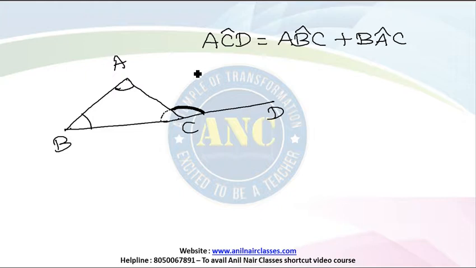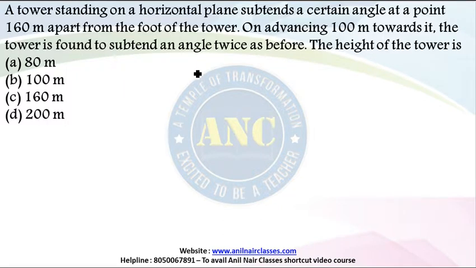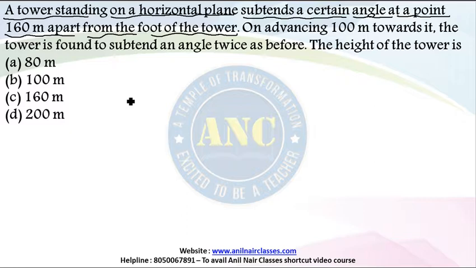Sir, why are you discussing this property of triangle right now? Anyway, all our topics are related to triangles itself in heights and distances, that too in precise right angle triangle. Please see this question, you will understand. A tower standing on a horizontal plane subtends a certain angle at a point 160 meter apart from the foot of the tower.